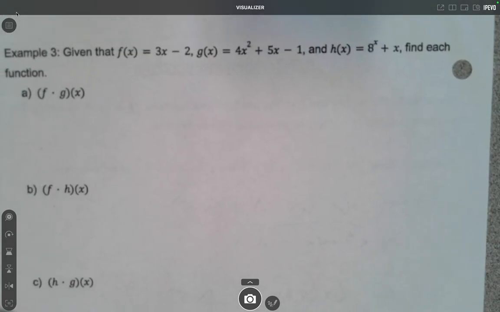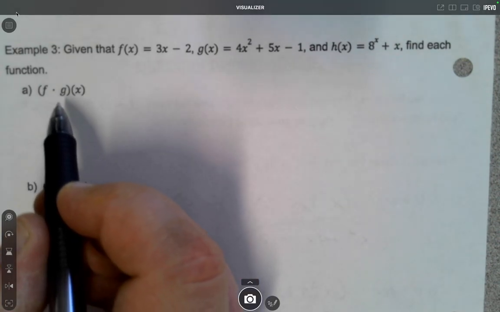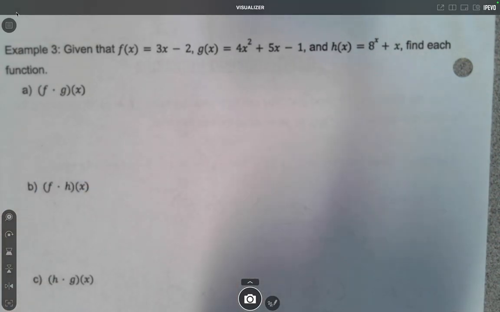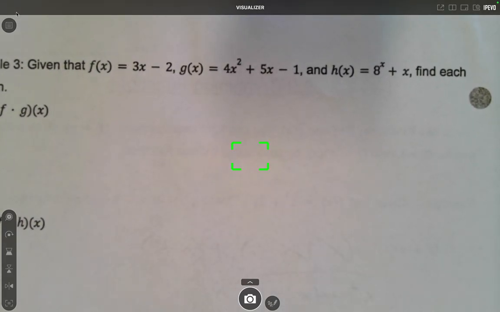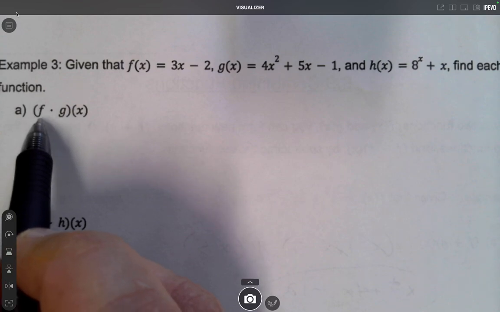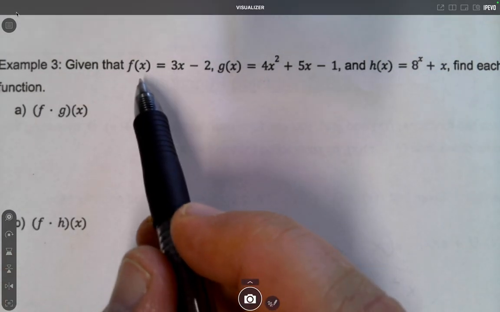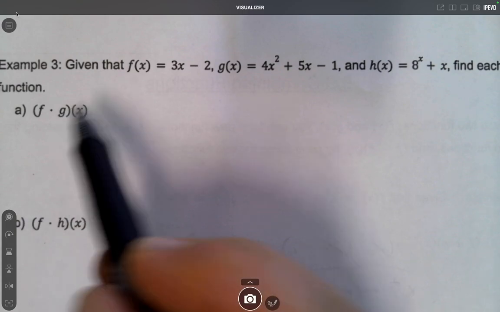Okay, next example. Not only can we add and subtract, but we can multiply. So if you look, that's what this part is talking about. Sorry about that. Let me see if I get this to focus better. Oh, much better. Okay. So you just have to pay attention to which ones they ask for, though, because we have three functions this time, f, g, and h. So they first just tell us to multiply f times g.